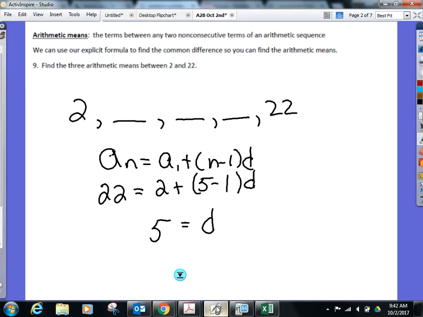What's that? 7. And it better work for the last one. Add 5 again, and where do I end up? 22. So I know I found the right number. So here are the 3 arithmetic means.